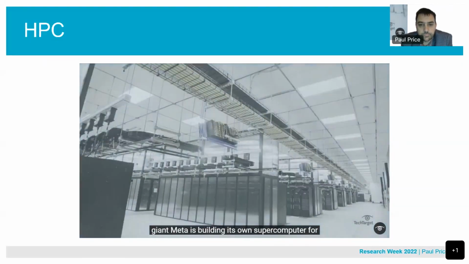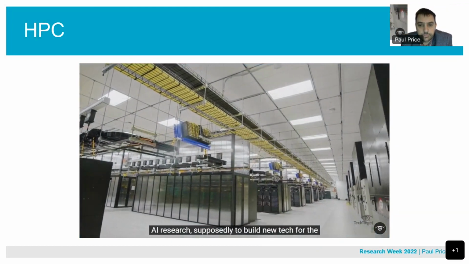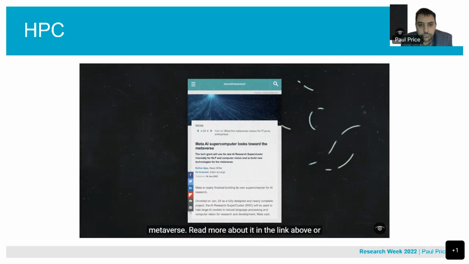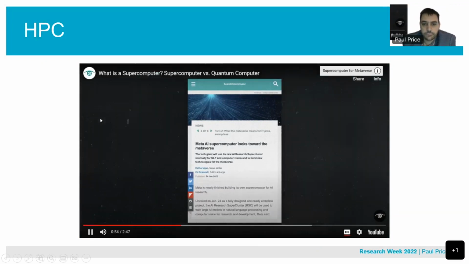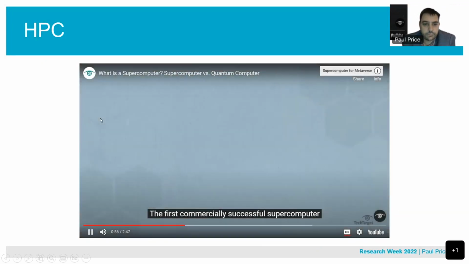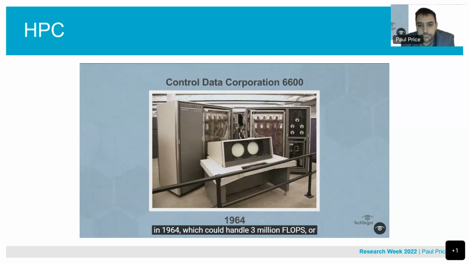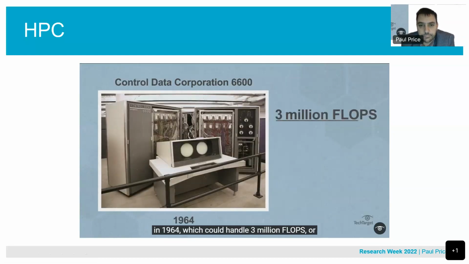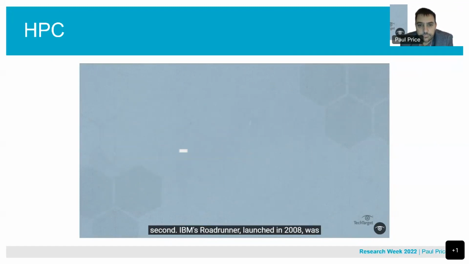Tech giant Meta is building its own supercomputer for AI research, supposedly to build new tech for the metaverse. Read more about it in the link above or in the description below. The first commercially successful supercomputer was Seymour Cray's Control Data Corporation 6600 in 1964, which could handle 3 million flops, or floating point operations per second. Basically, how many calculations a computer can solve per second.